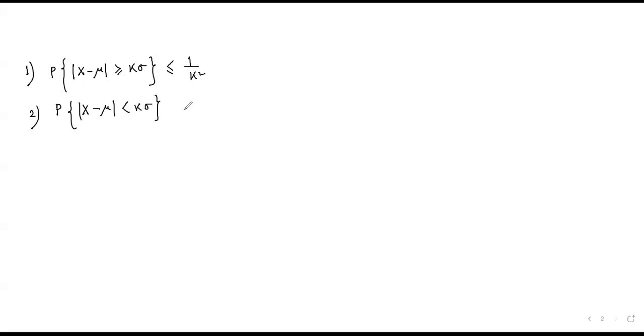So we have got two expressions. One expression is the following: probability of mod of x minus mu greater than or equal to k sigma is less than or equal to 1 by k square. And the number two expression that we have got is the following: probability of mod of x minus mu less than k sigma is greater than or equal to 1 minus 1 by k square.